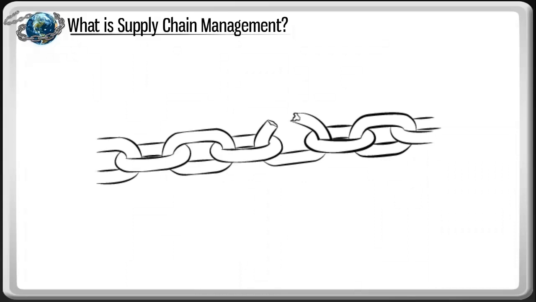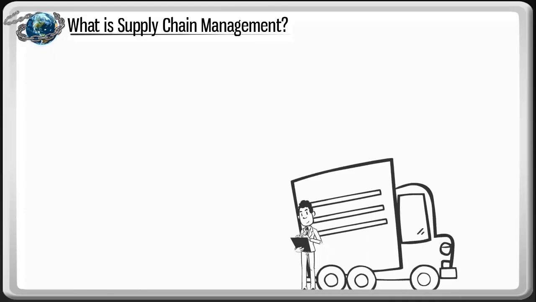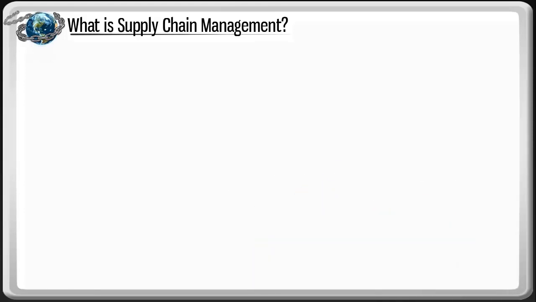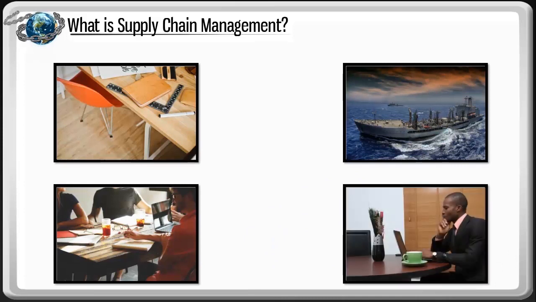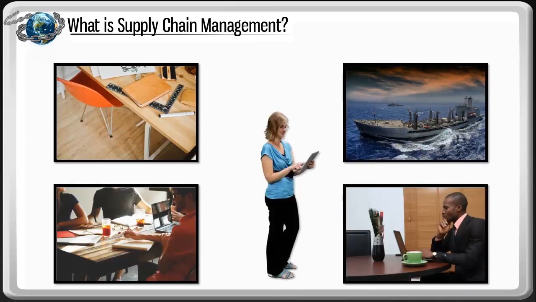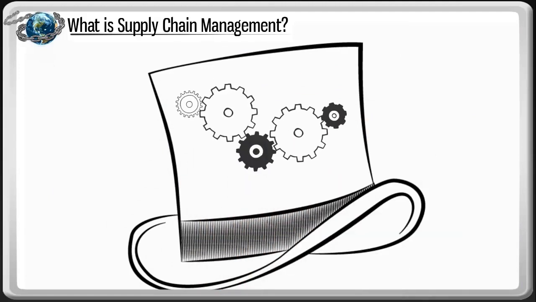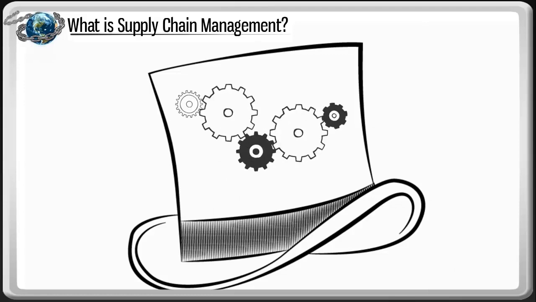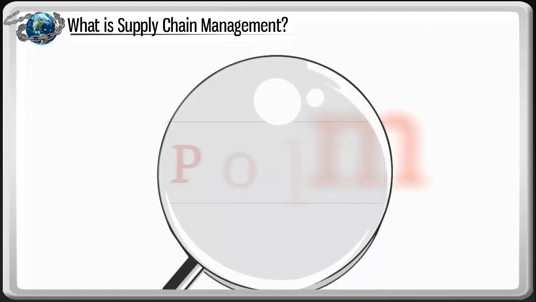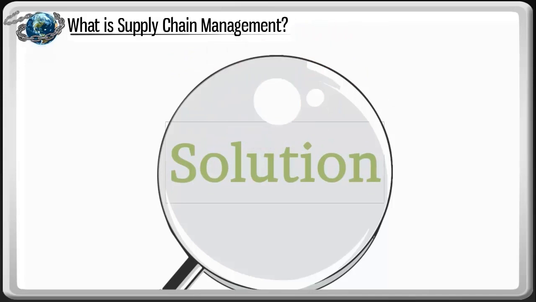Supply chain management means improving the supply process from one end to the other. It includes the design, planning, execution, control, and monitoring of supply chain activities. The role of supply chain professionals is to put on their creative thinking caps and collaborate with various areas within the organization to identify the problem and find a solution that prevents the breakdown from happening again.